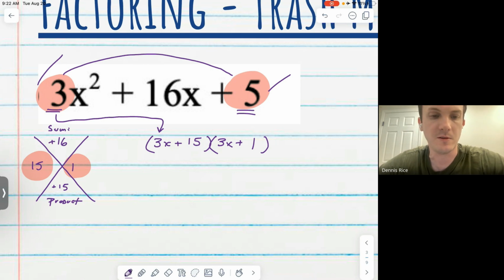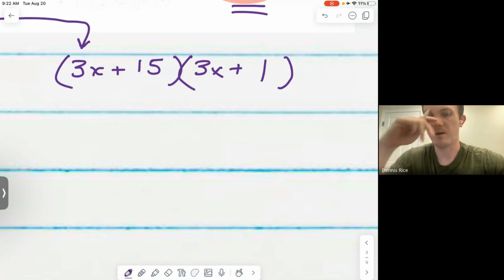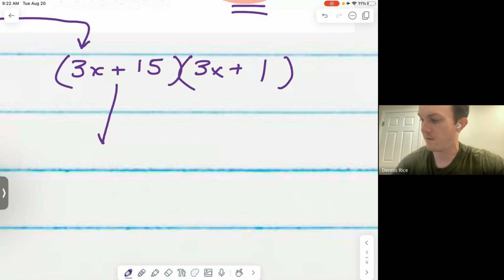Now, what you're going to do is, this is why it's called trash. You're going to look at your 2 bubbles. Remember, this is not accurate. If I were to expand this, I wouldn't get anything close to what my original trinomial was, right? That's why it's called trash: we're going to search for a GCF. So in that first bubble, 3x plus 15, is there a GCF there? Yeah, 3. We're going to divide out a 3.